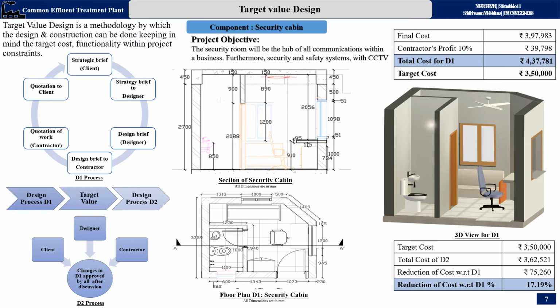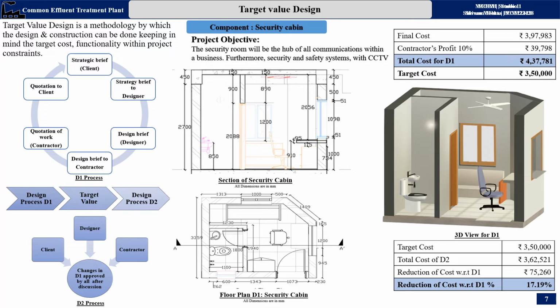So for D1, there is a process in which the client prepares a design brief, then submits it to the designer. The designer then designs and prepares the design, which is submitted to the contractor. Then the contractor will quote for the work, and the quotation will be given to the client again. So the final cost for our D1 arrived at 4,37,781. Then a target cost was fixed at 3,50,000.